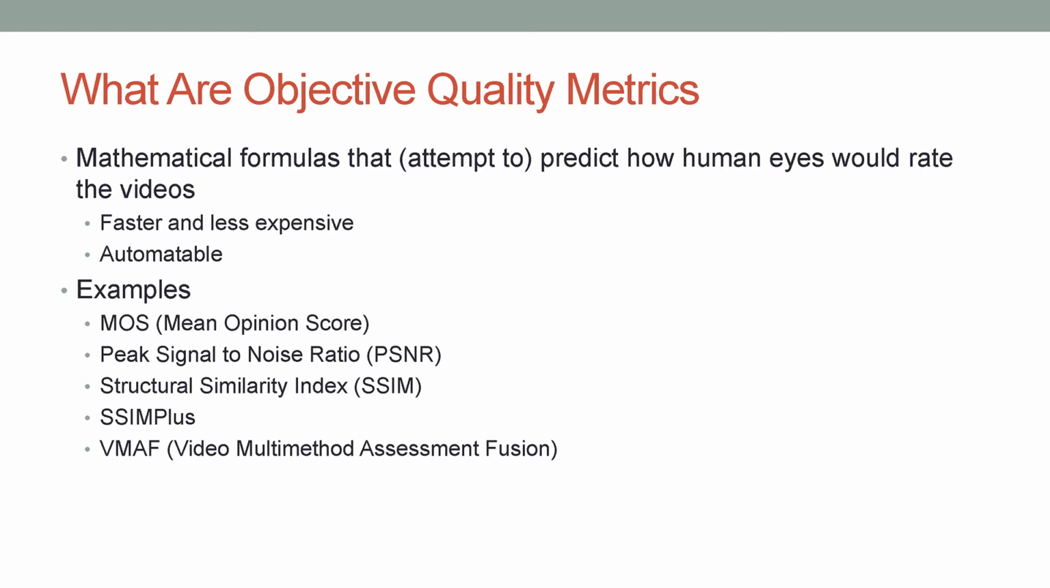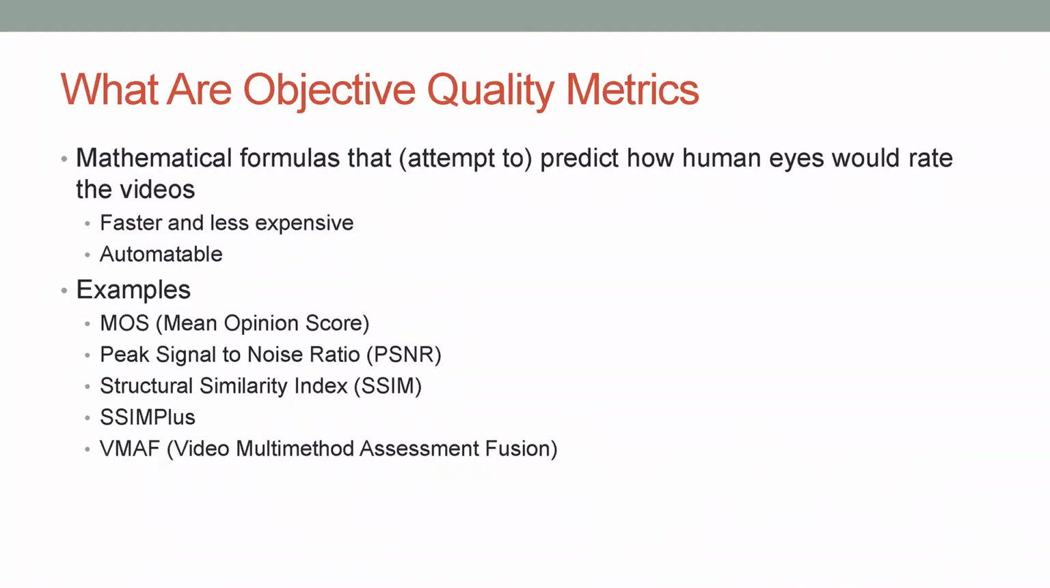And there are a bunch of examples out there. There's mean opinion score, which is typically associated with subjective quality ratings by actual human beings. There's peak signal to noise ratio, structural similarity index, SimPlus, company here at the show, and VMAF, which has been made famous by the fact that it was invented by Netflix and is used by Netflix in their per title encoding engine.